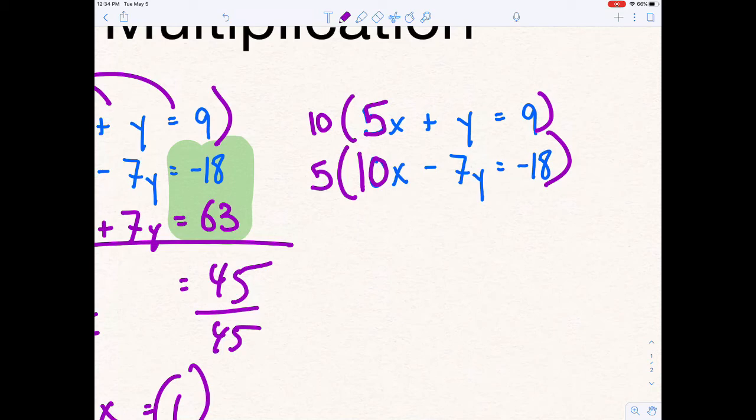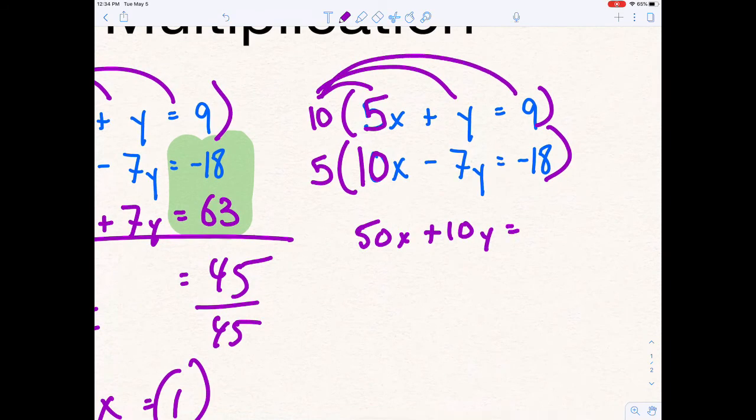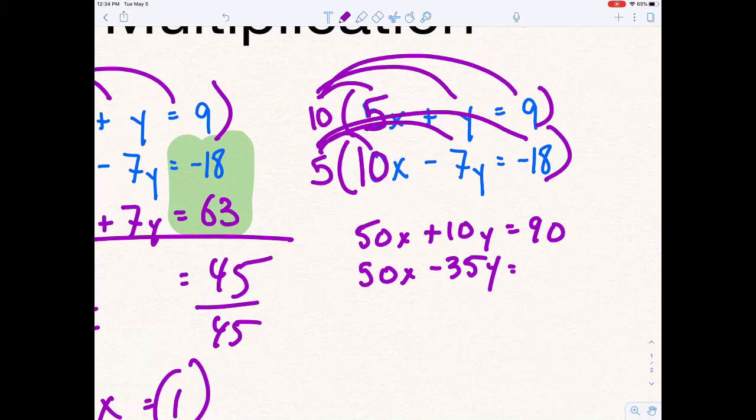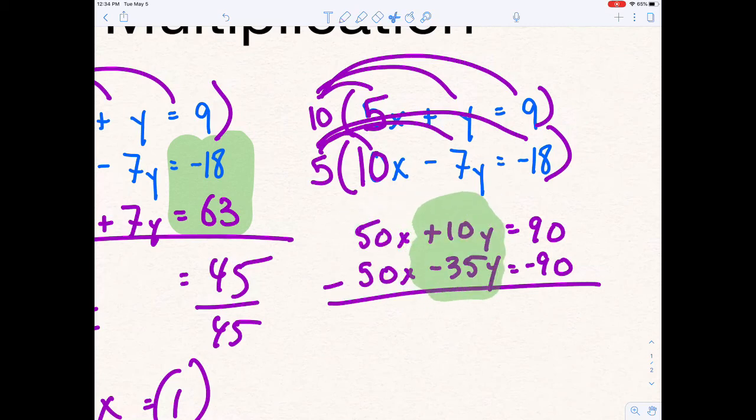So I'm going to rewrite these problems. 10 times 5x, 10 times y, 10 times 9. Now for the second one, 5 times 10x. And look at those pairs of 50x's. That's beautiful. 5 times negative 7y and 5 times negative 18. All right. Since we have common terms here and here, and they're the same, we're going to go ahead and subtract them. So 50x minus 50x is 0x. That goes away.